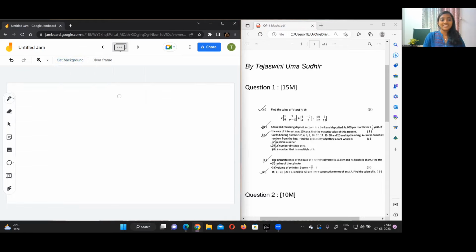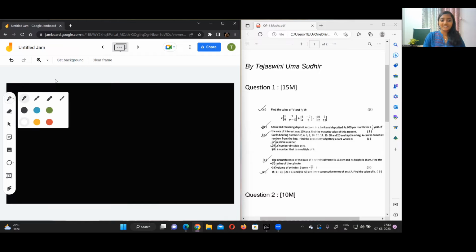Okay, every time I'm going to be setting this background to black. The circumference of the base of a cylindrical vessel is 132 centimeters and its height is 25 centimeters. Find the radius of the cylinder and the volume of the cylinder. And it is written in the question that the pi we should use is 22 by 7. Otherwise, the value of pi is 3.14.